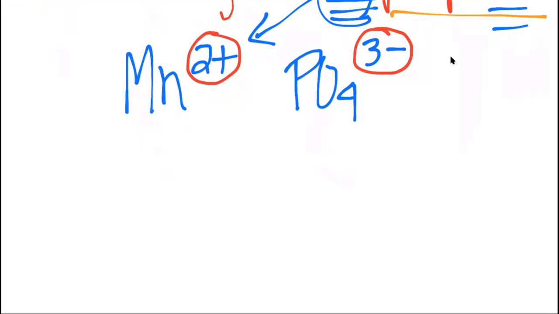So if I need to have a total of +6 for the manganese, how many manganese do I need to get +6 if each one of them is +2? I need 4 more? We sure about that?